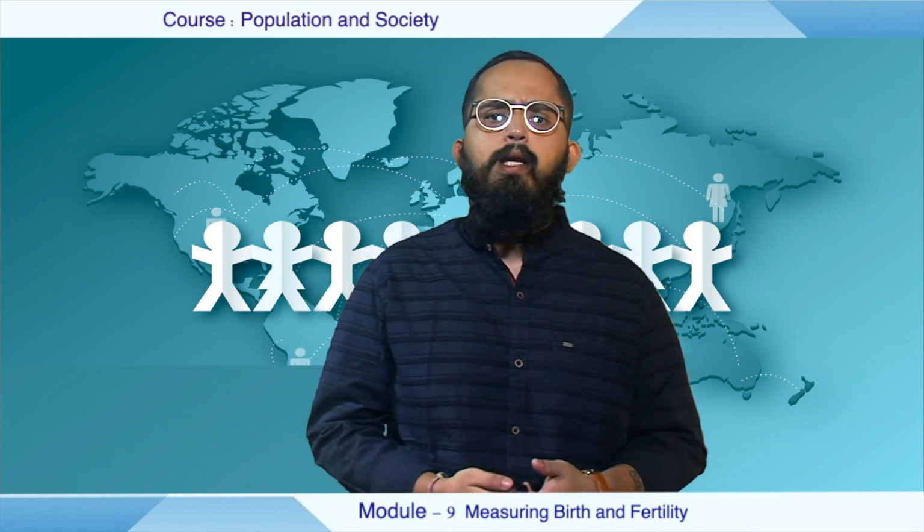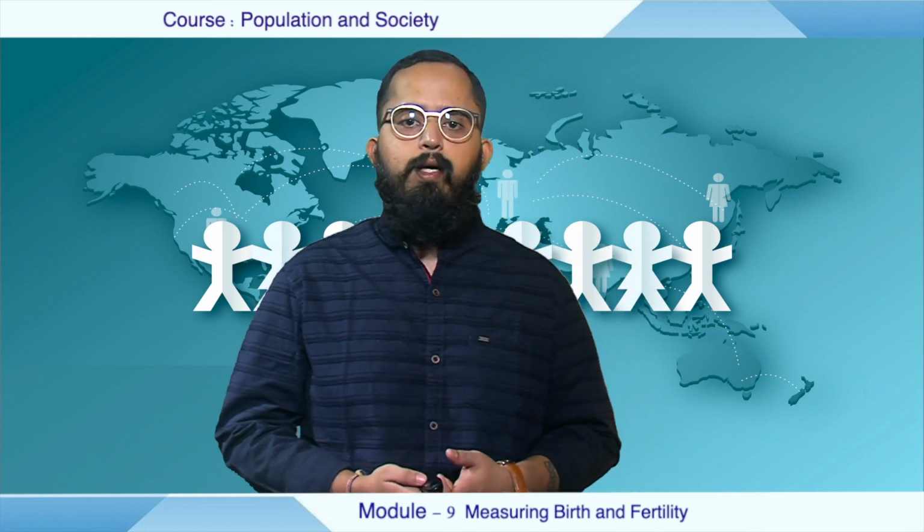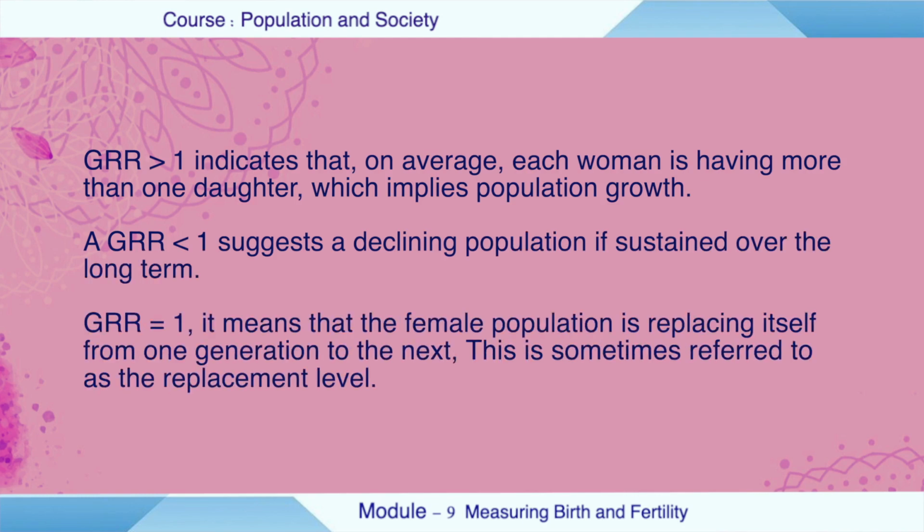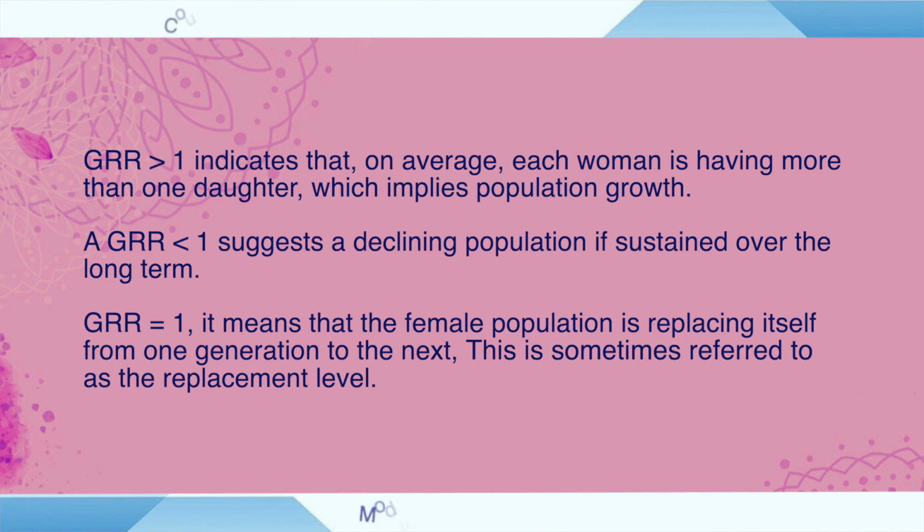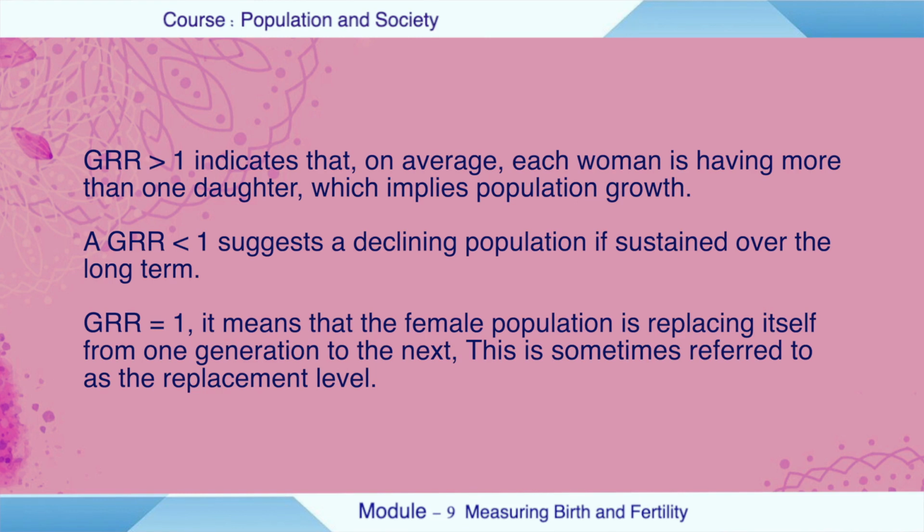Now, what do the numbers mean in terms of the gross reproduction rate? A GRR value greater than 1 indicates that, on average, each woman is having more than one daughter, which implies population growth. A GRR less than 1 suggests a declining population if sustained over a long term. Now, if the GRR is equal to 1, it means that the female population is replacing itself from one generation to the next, and there is no net increase or decrease in population size due to fertility alone. This is sometimes referred to as the replacement level as well.